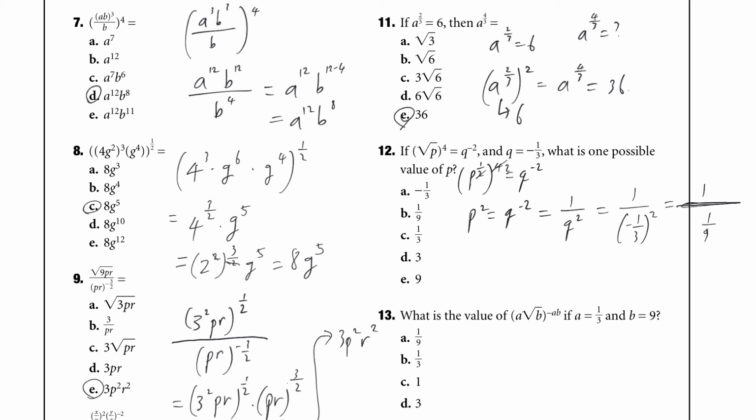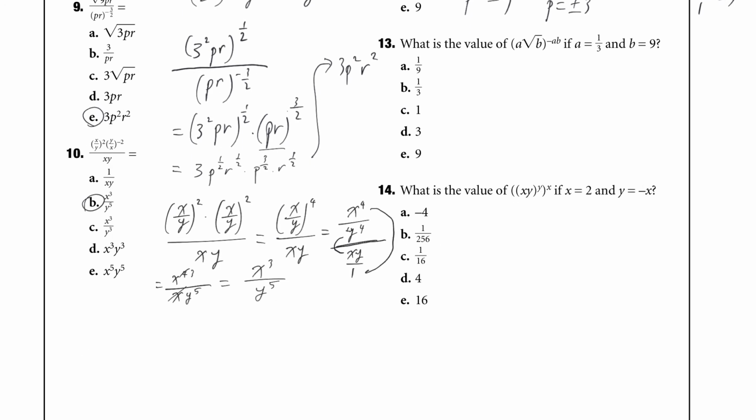And 1 on the top is like saying 1 over 1. So I can multiply the outside and put it on top, which is 9. I can multiply the inside and put it on the bottom. 9 over 1 is 9. So p squared is equal to 9. So p can be either plus or -3. The answer is D.